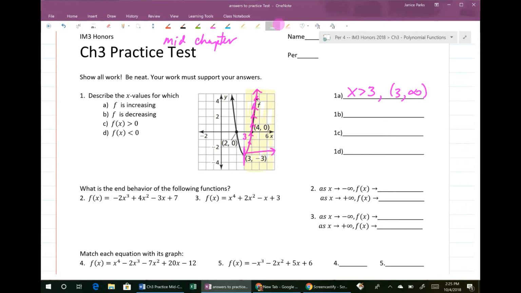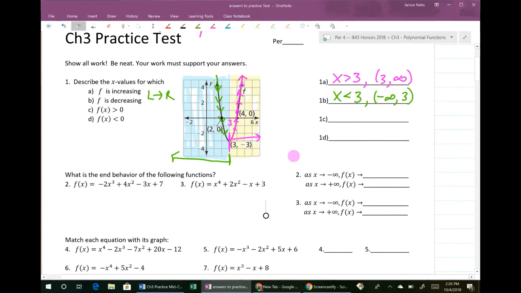For where it's decreasing, then it has to be the rest of it in this picture anyway. It's decreasing to the left of the vertex. So this graph, if you're reading it from left to right, which is how you read the increase and decreasing, you read the graph from left to right. It's decreasing to the left of the vertex, so where x is less than 3. In interval notation, you would say from negative infinity to 3. In interval notation, you always have to write the smallest number first, so you wouldn't write from 3 to negative infinity. You have to write from negative infinity to 3.